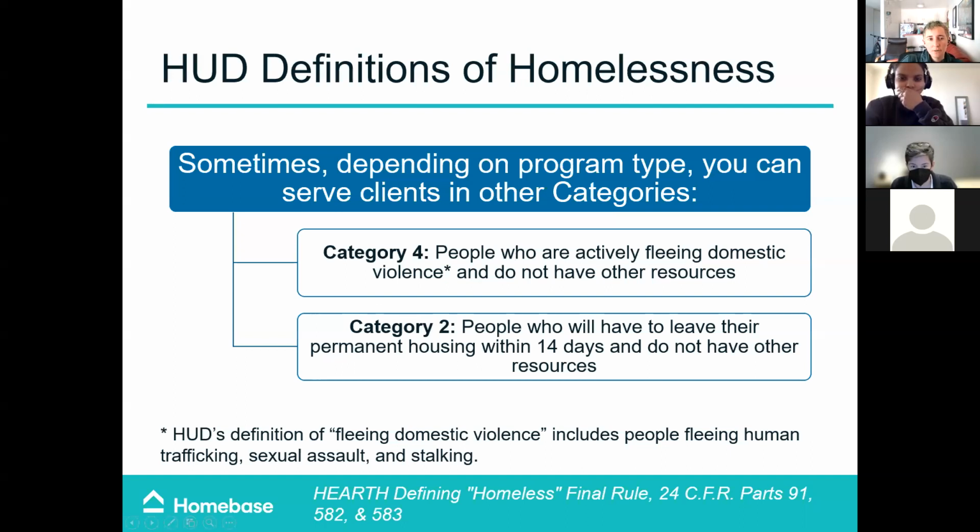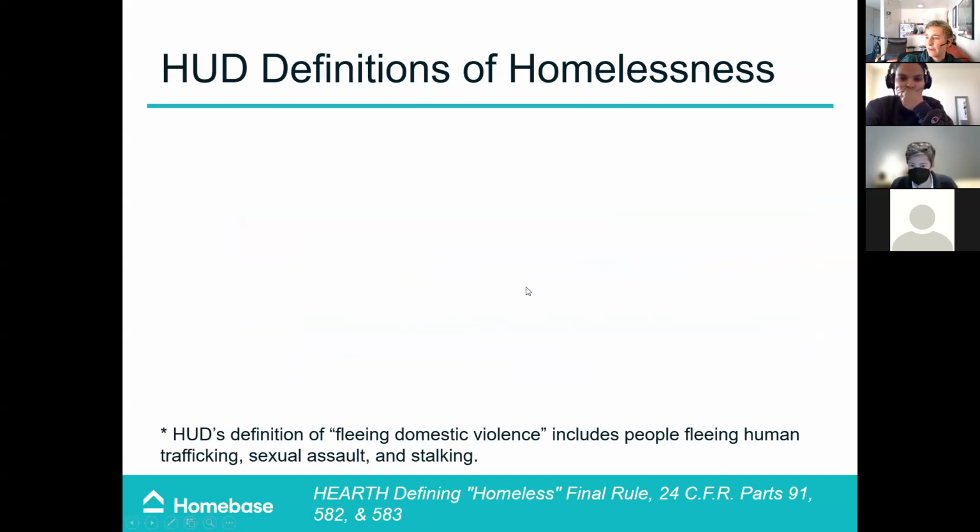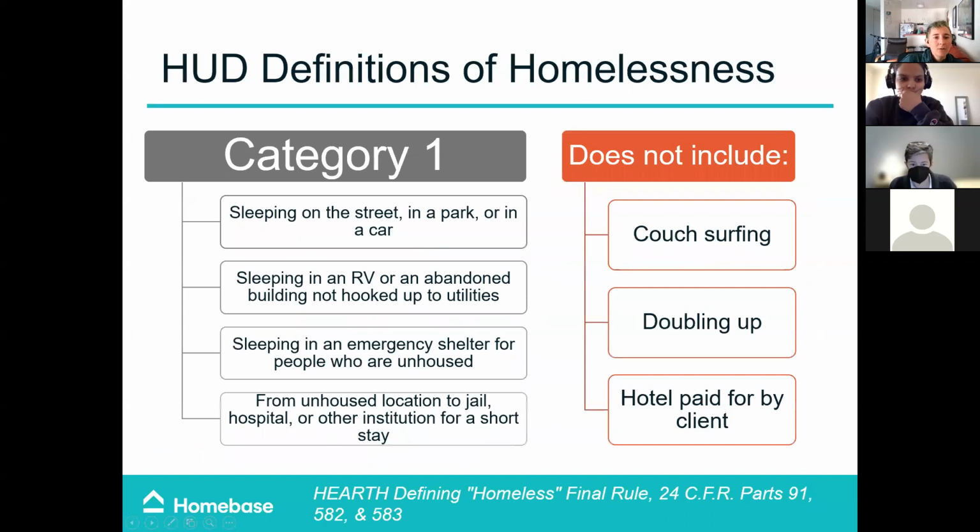Thank you. So I have a question in the chat from Lisa asking about how long of a hotel stay. I think we're back at category 1 here. How long of a hotel stay would put a person to be considered not homeless under this definition? Overnight, 2 to 3 days.